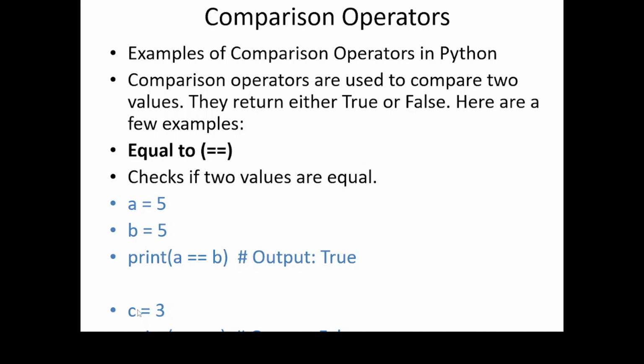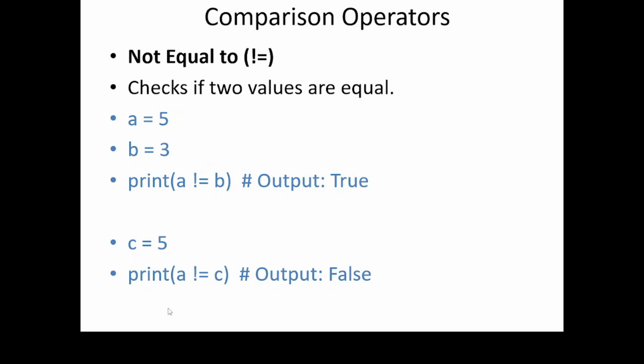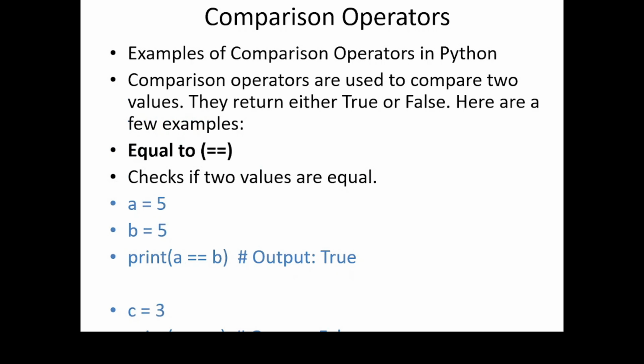Similarly, we take another variable c and assign the value 3, and we compare. Here we are comparing a is equal to c. So a is 5 and c is 3, so they are not equal. a == c is false because the value of a is 5 and c is 3.